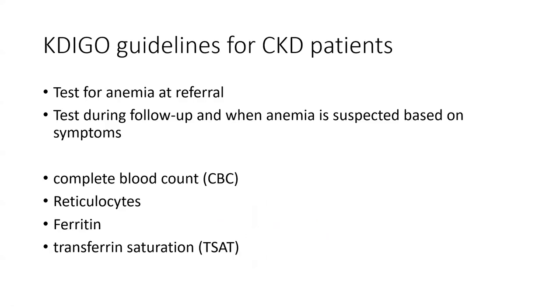KDIGO says to test for anemia whenever you see the patient for the first time. At referral itself, make sure you test for anemia. And also when the patient comes for follow-up, when anemia is suspected based on symptoms, you have to test for anemia. KDIGO suggests using these investigations: complete blood count, reticulocyte count, ferritin, and transferrin saturation. They have also mentioned that in low-income countries, at least make sure that a complete blood count with indices is done, so that with a thorough clinical examination you can identify subtle signs of iron deficiency anemia.